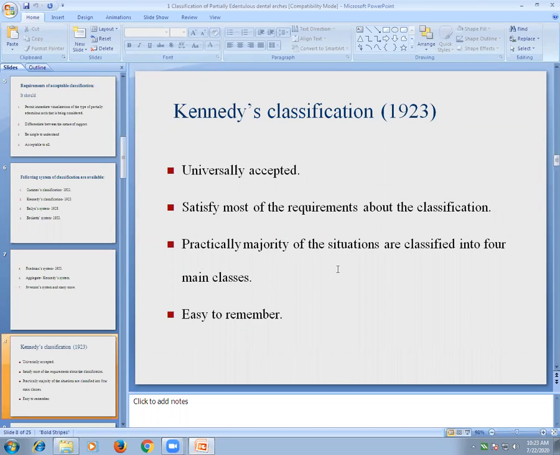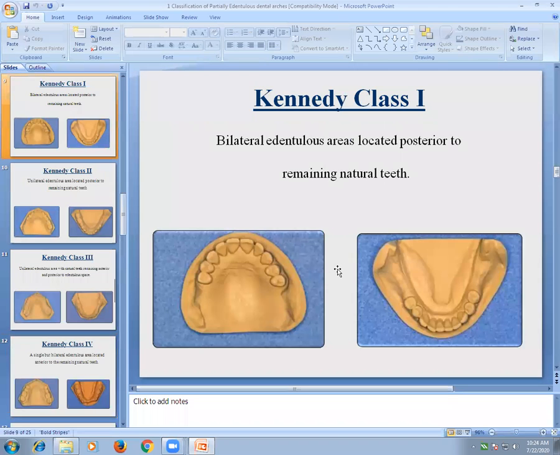Kennedy's classification, which was given in 1923, is a universally accepted classification. It satisfies most of the requirements of a classification. Practically, the majority of situations are classified into four main classes and are easy to remember. This classification is universally accepted. Remember this. It is most important in our curriculum and it is easy to remember.